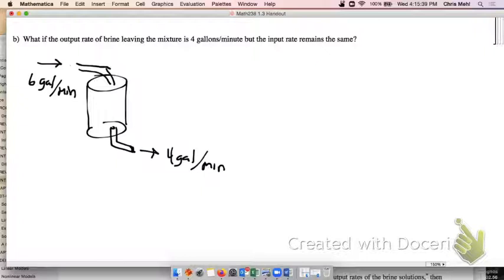Now, what do you know? You know that when you start filling and emptying this tank, you're starting with 200 gallons of brine solution. You don't know the initial amount of salt in there for this problem.